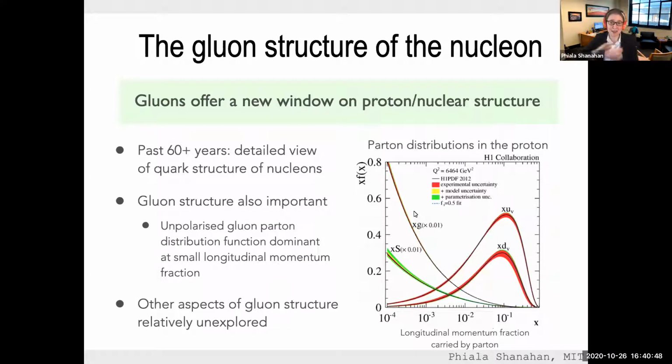But compared to everything we know about quark structure, including spin-dependent aspects, we know far, far less about the gluons. Essentially, they're just very difficult to measure experimentally because of course, the gluon doesn't couple to an electromagnetic probe. And so there are a lot of experiments in the next decade looking to understand aspects of the gluon structure of the proton and nuclei better.